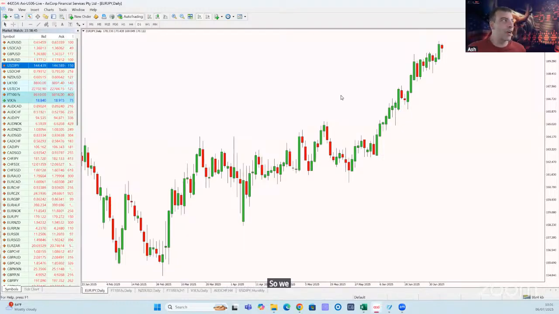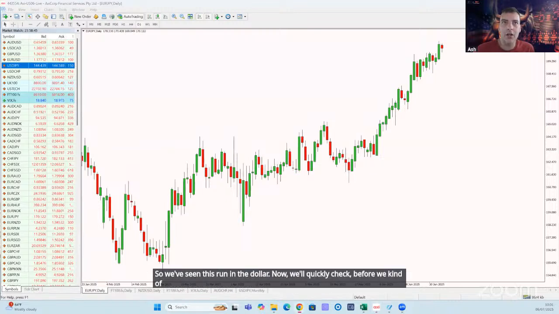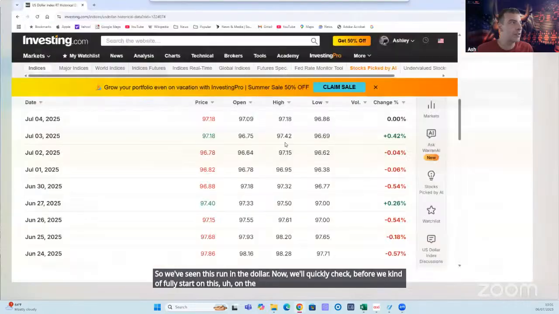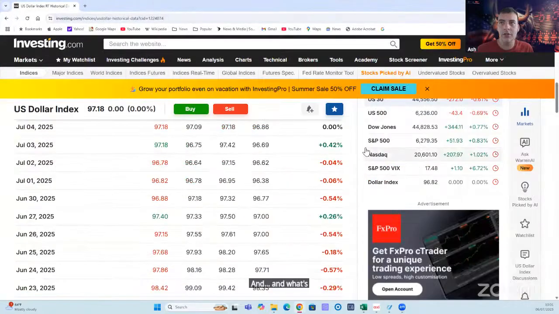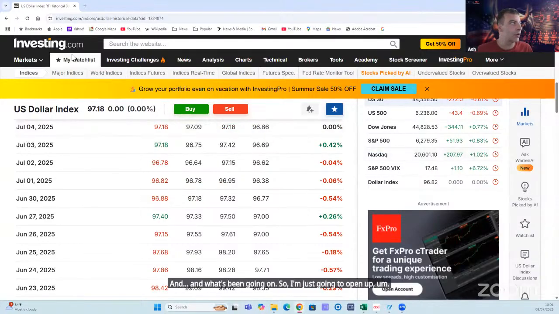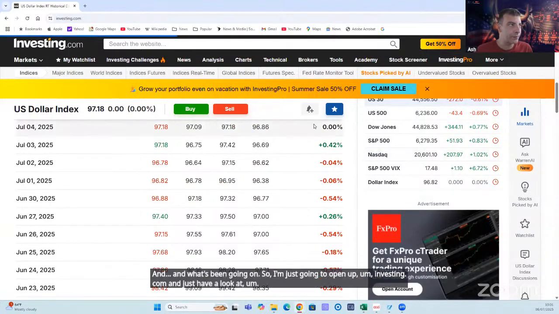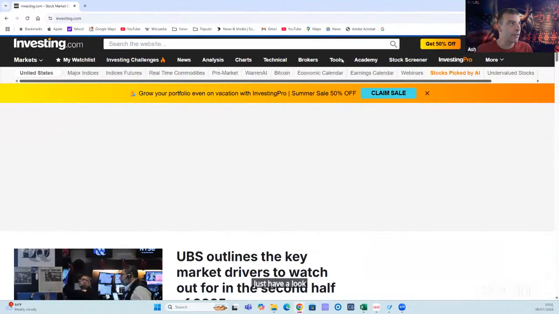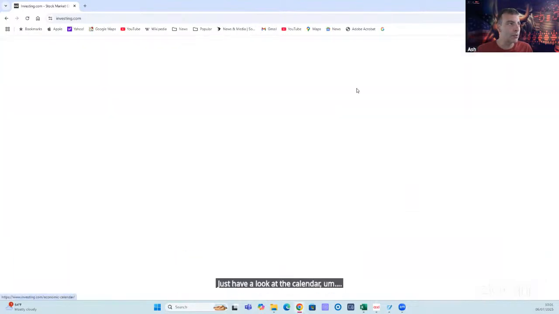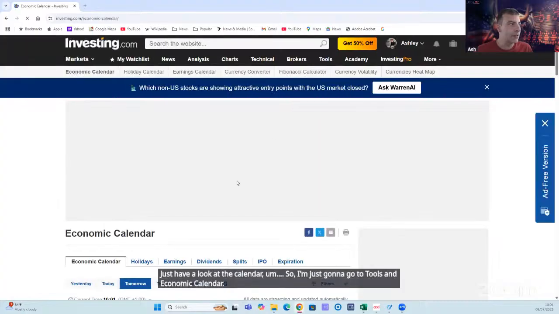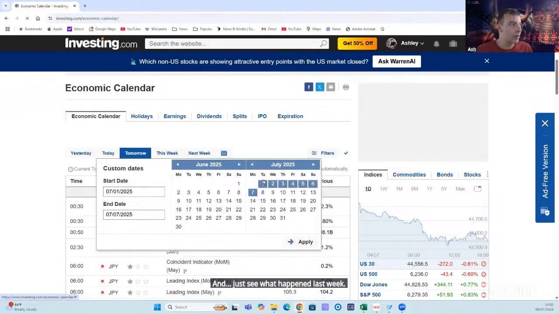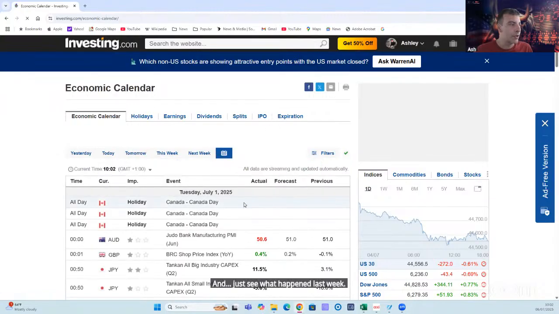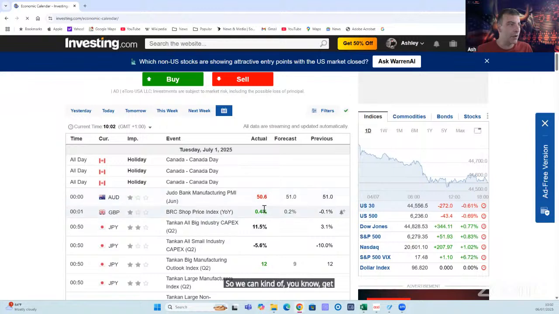So we've seen this run in the dollar. Now we'll quickly check before we fully start on the dollar stuff. Let's just see where we were last week and what's been going on. So I'm just going to open up investing.com and have a look at the calendar. I'm going to go to tools and economic calendar and see what happened last week. So we can get a bit of a feel of where things are going.